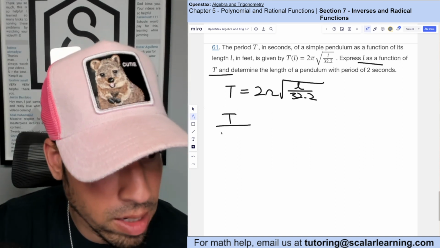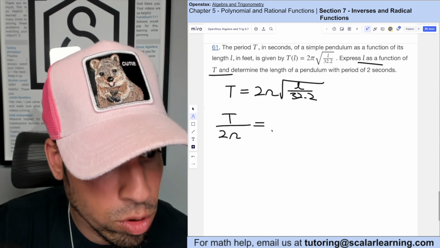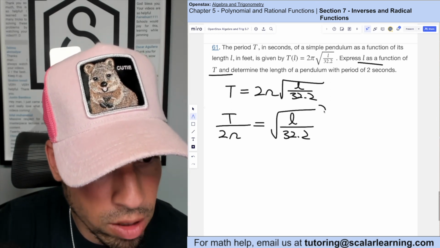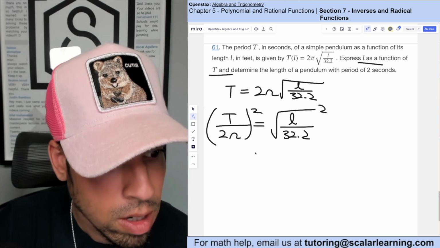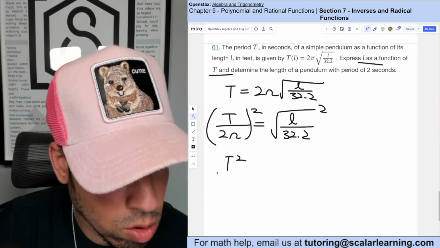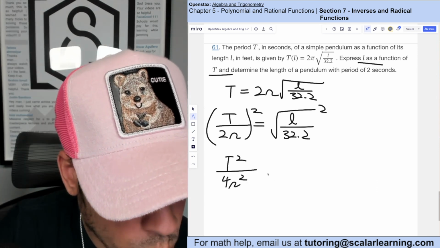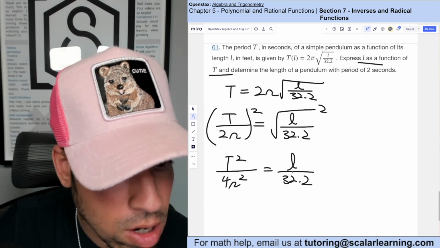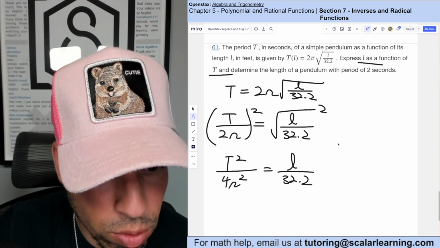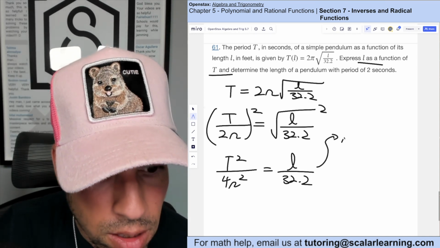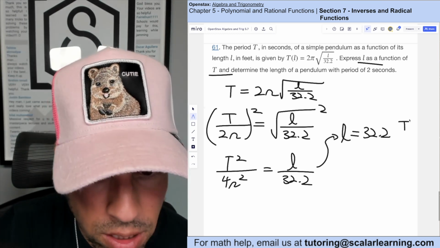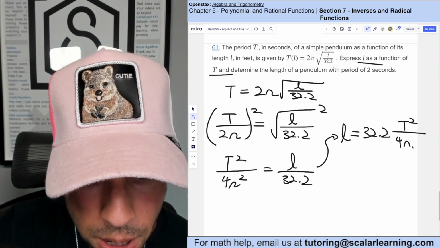I'm going to start by dividing by 2 pi, which gives radical L over 32.2. To get rid of that radical, we're going to square both sides. And then we have t squared over 4 pi squared equals L over 32.2. Last but not least, we're going to multiply both sides by 32.2. And we've got L equals 32.2 times t squared over 4 pi squared.